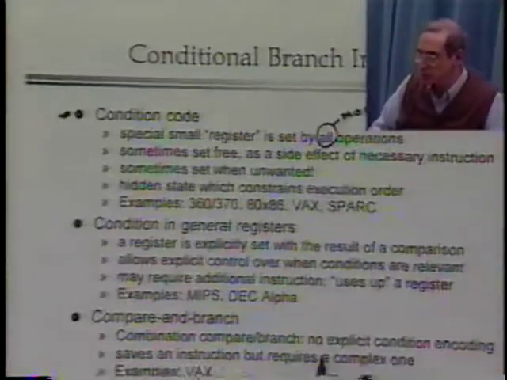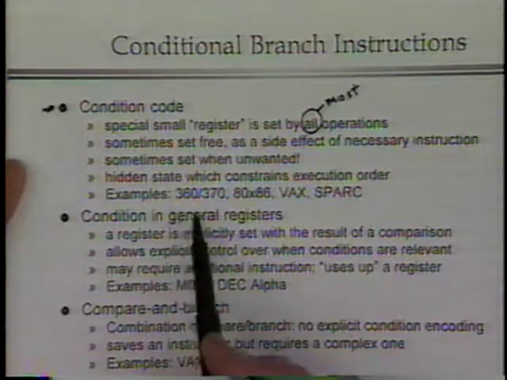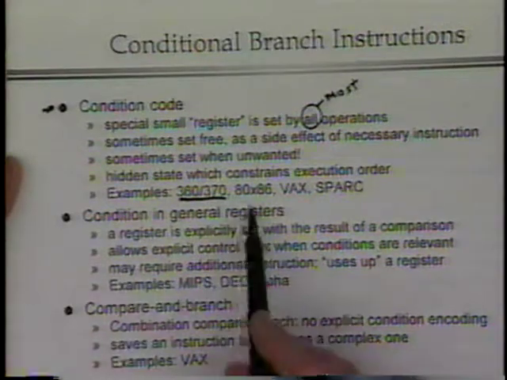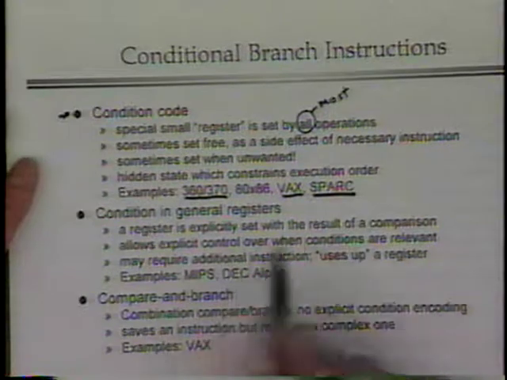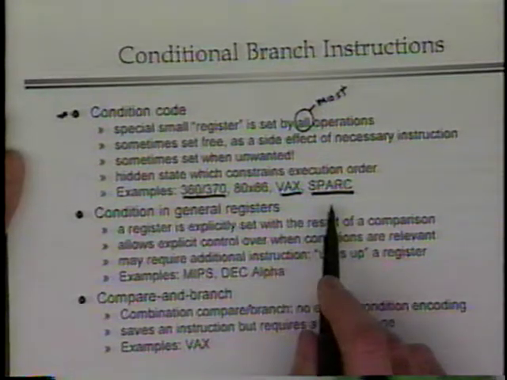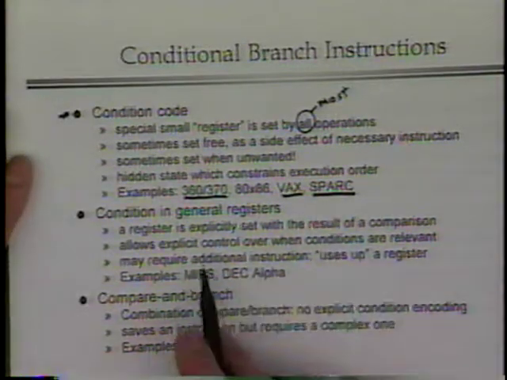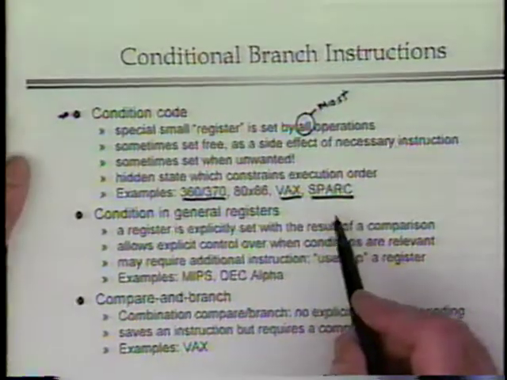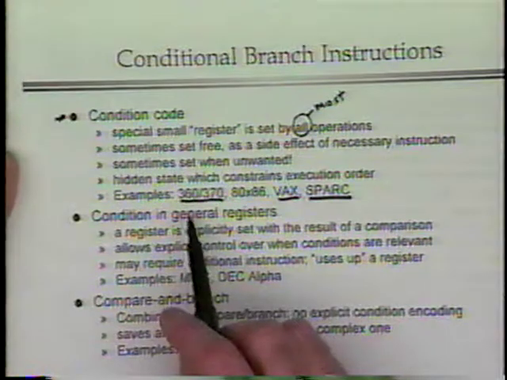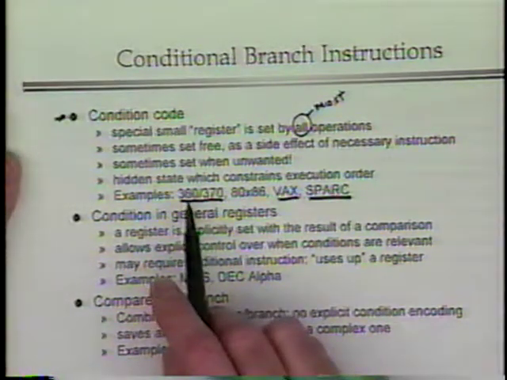Nonetheless, condition code was and still is a very popular scheme for doing branch instructions. Certainly the IBM 360, 370 series had it. The Intel 8086 architecture has it. The VAX had it. And even a RISC-like machine, the SPARC architecture, has it, although in later variations of the SPARC they've made some changes that allow you to avoid the use of condition codes in some cases. One of the problems with condition codes is that you've got to be very careful in deciding which instructions should set the condition code and which instructions should not.